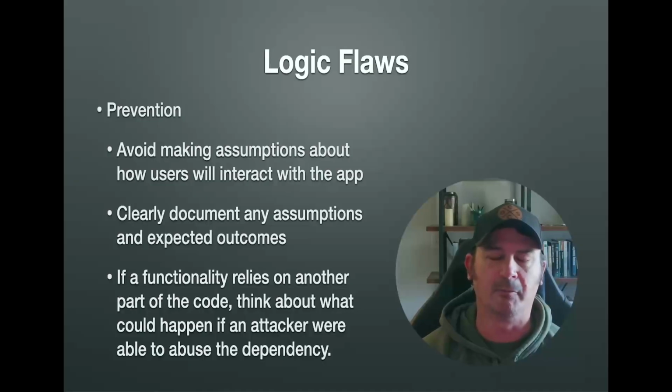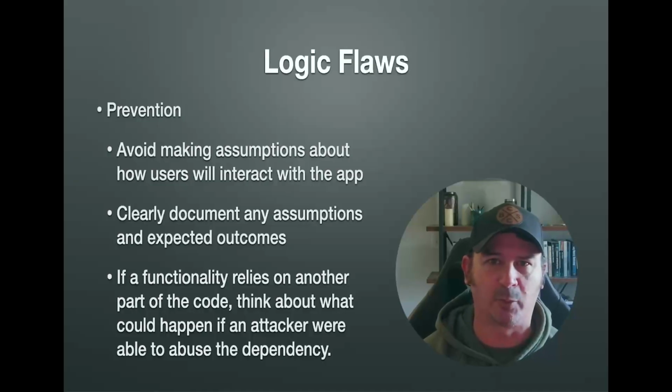And as you're building the app, clearly document what assumptions you've made, what the expected inputs would be, what the expected outputs would be. So, for example, I expect the user to do this, or I assume the user will interact with the application in this way, and I expect this to be the output or the outcome.